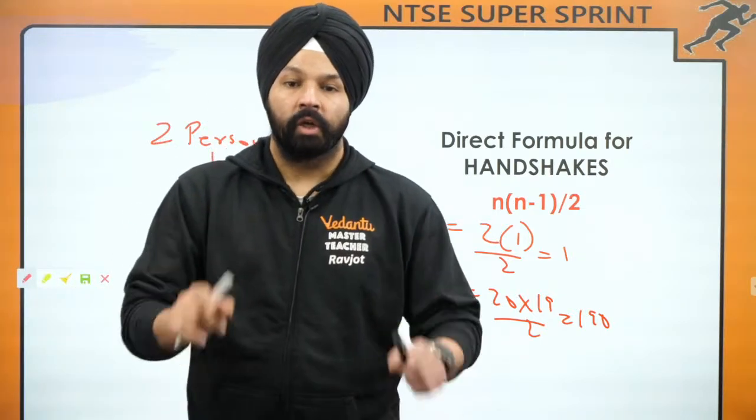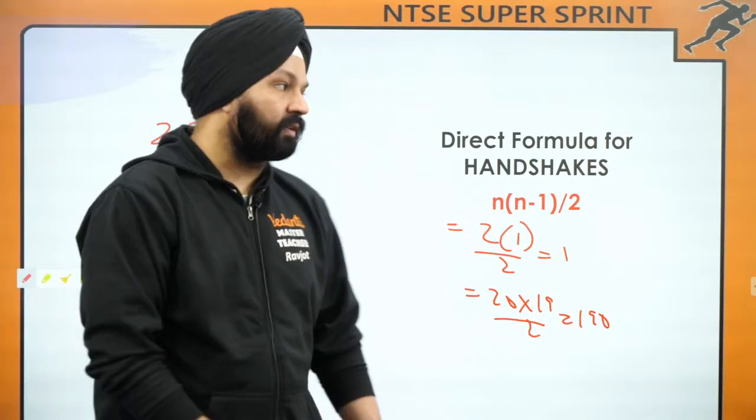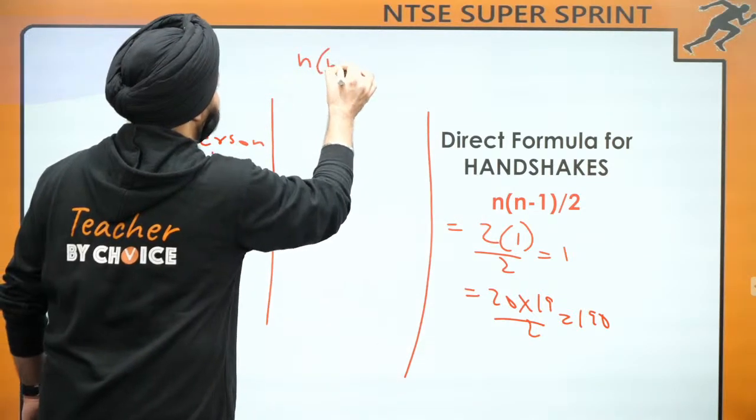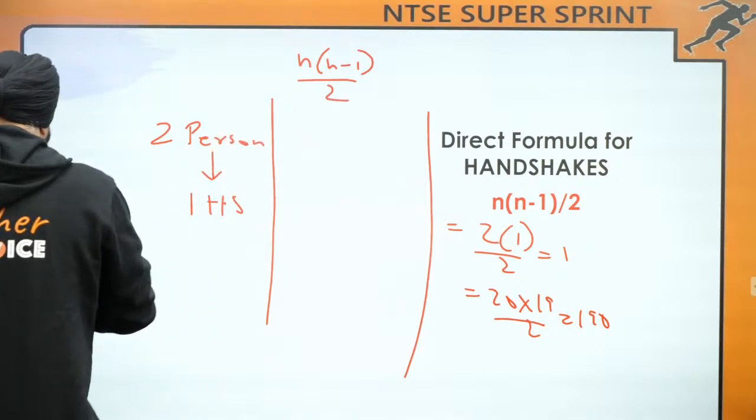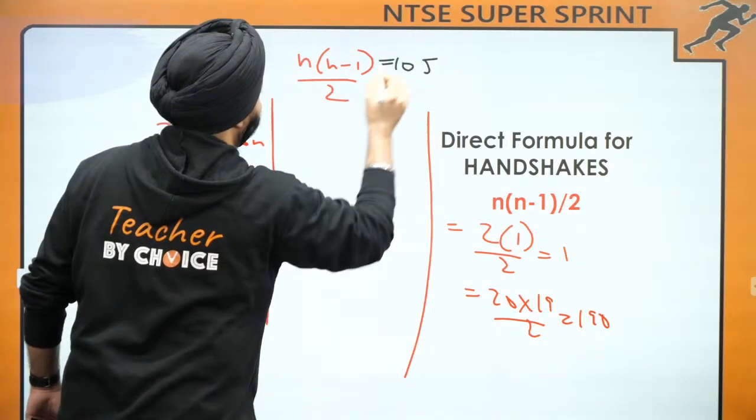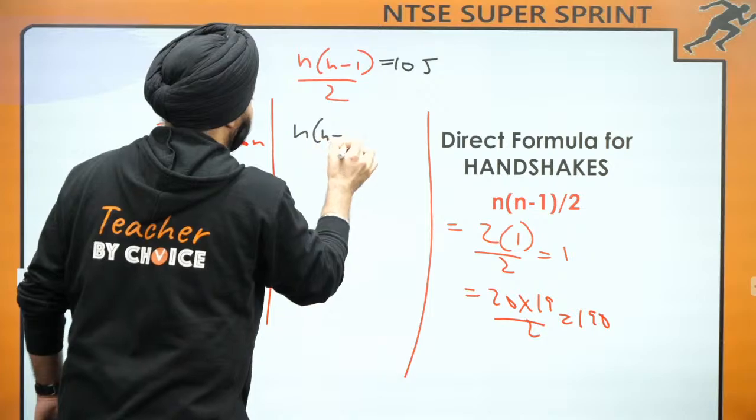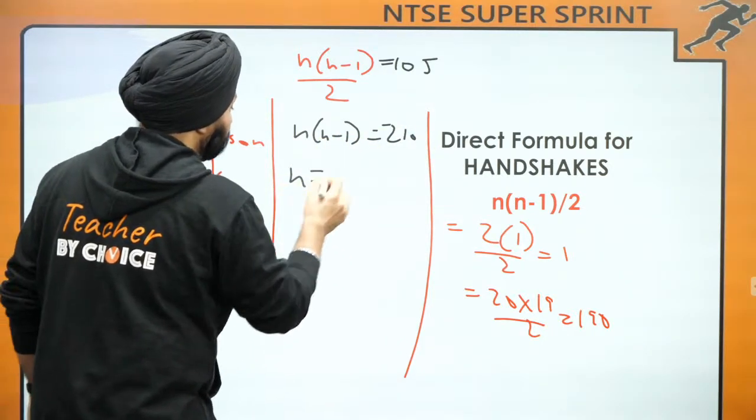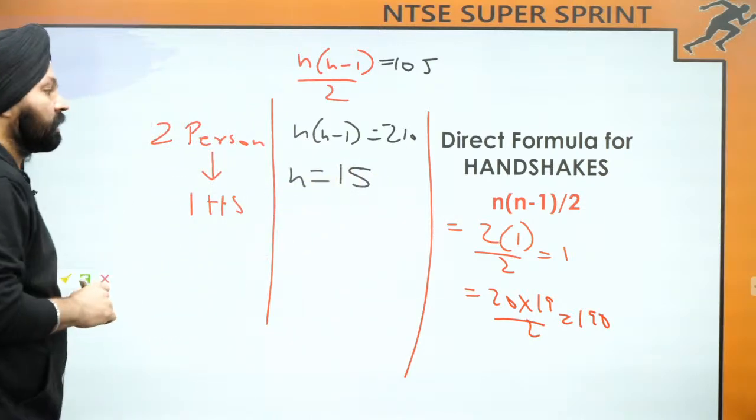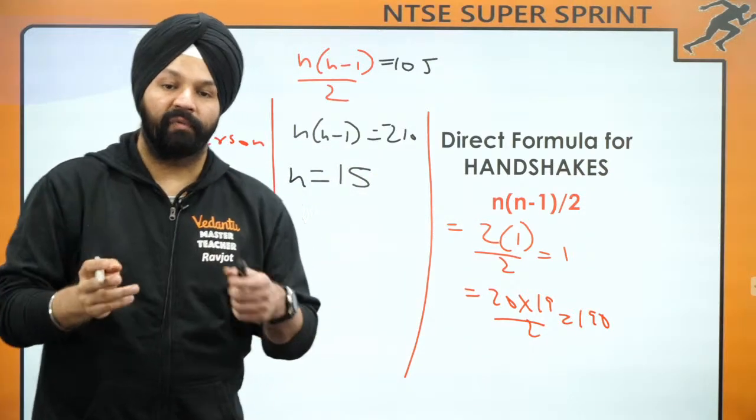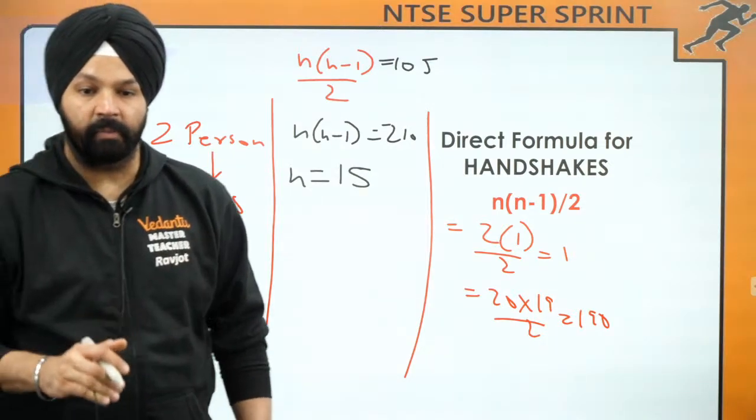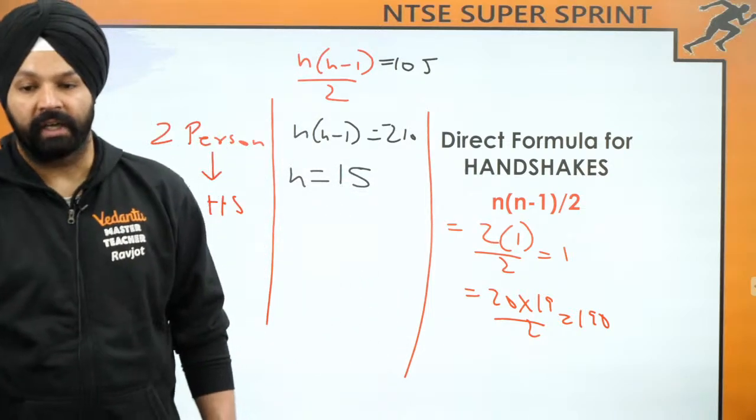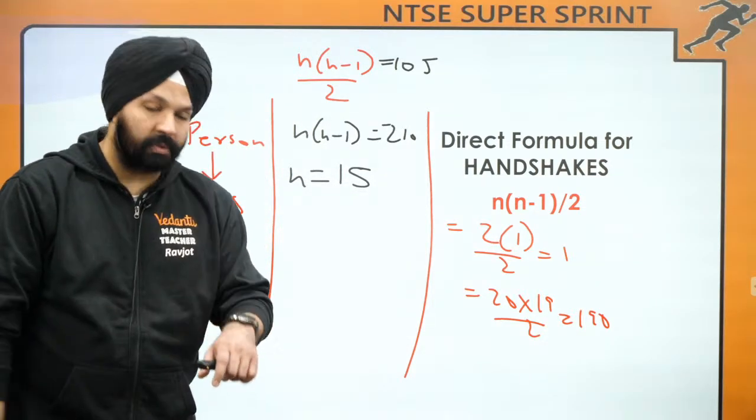But what was our question? Our question was total handshakes are 105. So that means n into n minus 1 by 2 is equal to 105. So n into n minus 1 is equal to 210. That means n comes out to be 15. So how many people are there? 15 people are there. और बिल्कुल सही आंसर बताया आपने, बहुत सारे बच्चों ने आंसर सही पोस्ट किया. Absolutely right. चलिए, आई होप ये कंसेप्ट भी सबको क्लियर हो गया.